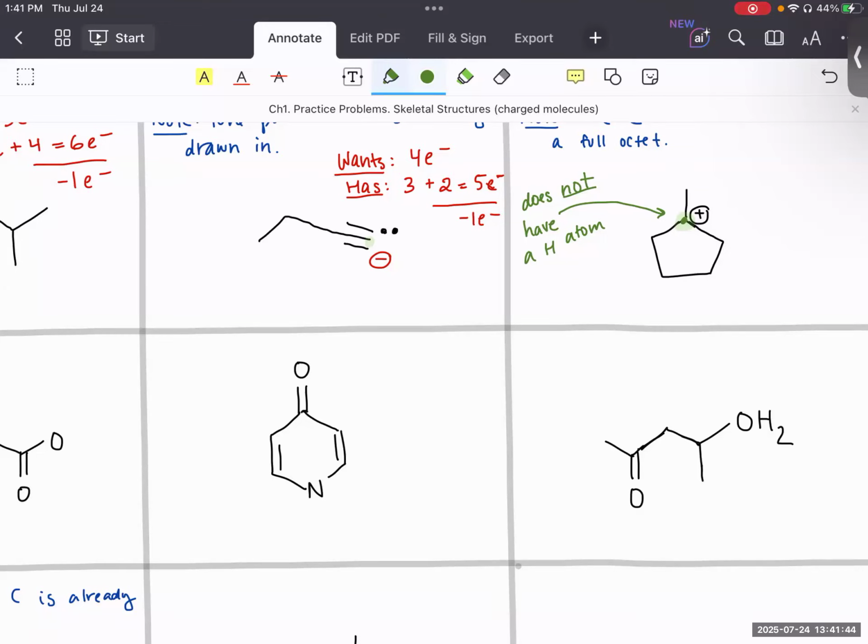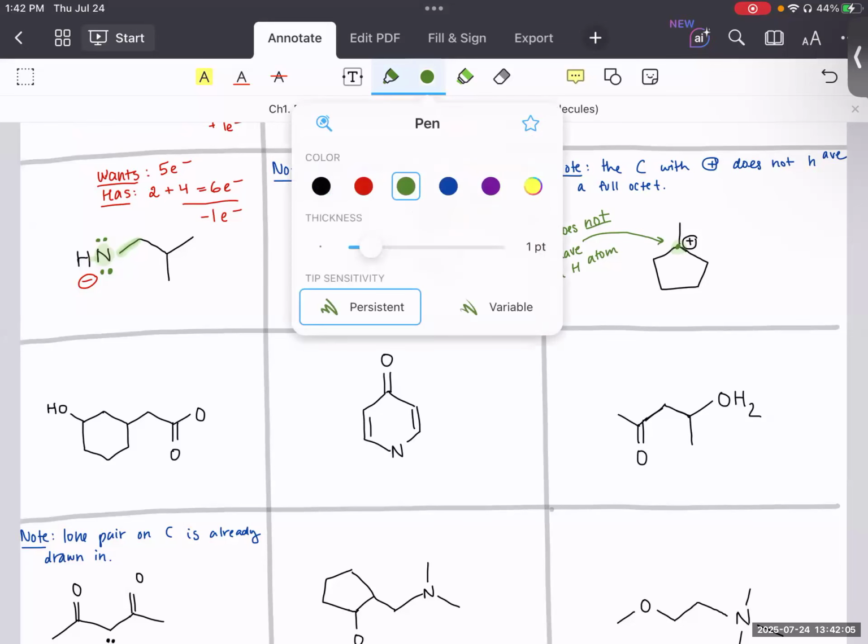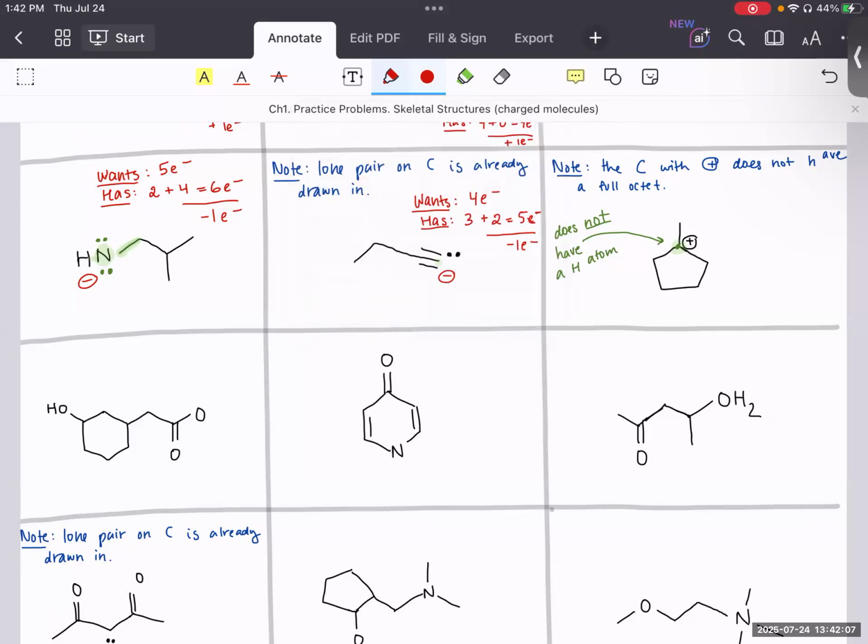And so this carbon only has 6 electrons that are filling its orbitals. And so it has kind of an open space for additional electrons to come in. And so there are no lone pairs that we need to draw in here. We just essentially don't have a full octet on this carbon. So we're going to leave this one as is. The charge is +1. And again, we know that because we're already given that positive charge.